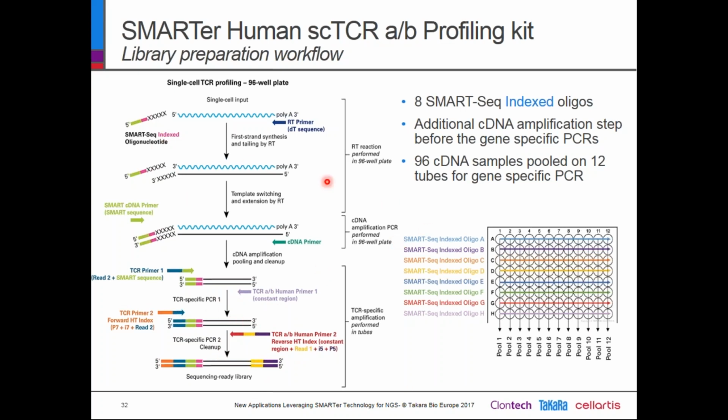So the advantage of using this indexed oligonucleotide is that we can start from a plate having 96 cells, and then we can just pool this in 12 pools. It means that all this step here, the PCR amplification, will be only done from 12 instead of 96 samples. So it makes it easier to handle and also to analyze.